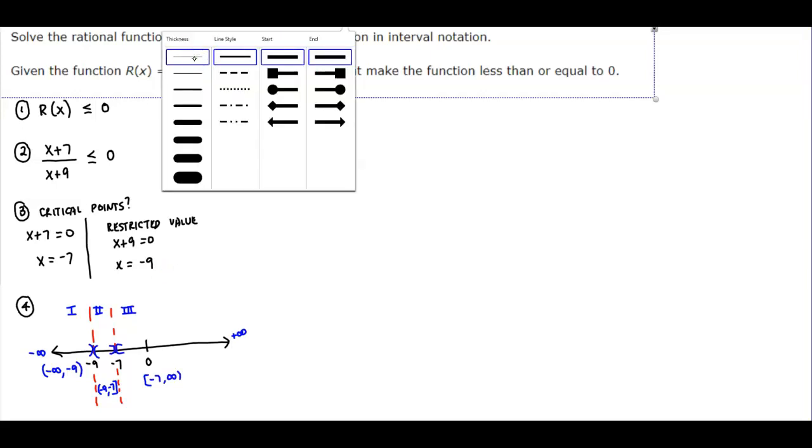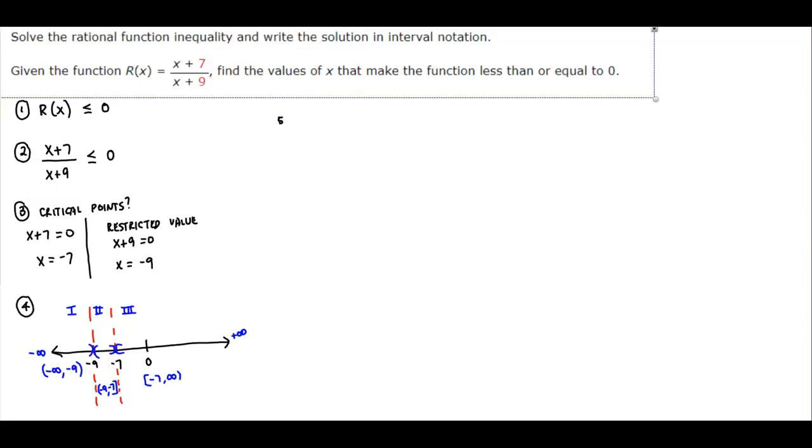So now let's go ahead and choose a value from each region. So we can say that x can equal negative 10, and then we're going to plug it into x plus 7 over x plus 9, which is less than or equal to 0. So we have negative 10 plus 7 over negative 10 plus 9. So that's negative 3 over negative 1, and positive 3 is not less than or equal to 0, so it's false for region 1.